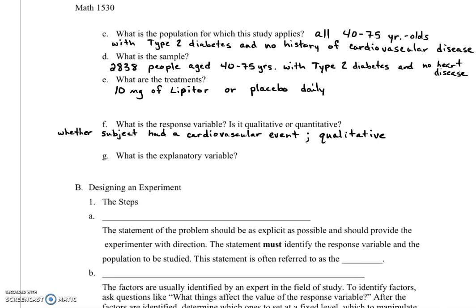Okay, what's the explanatory variable? The explanatory variable is tied up with our treatments. So in this case, the explanatory variable is either the 10 milligrams of Lipitor daily or placebo.